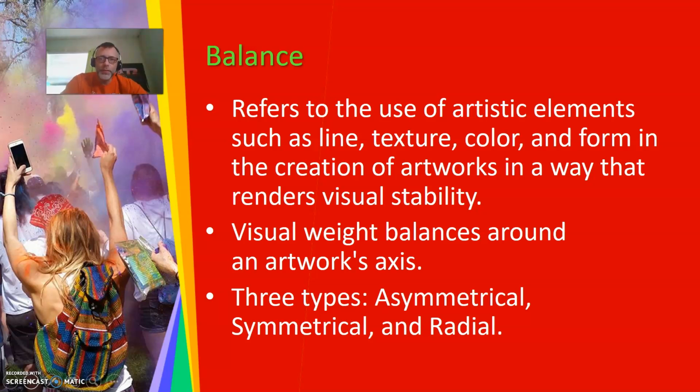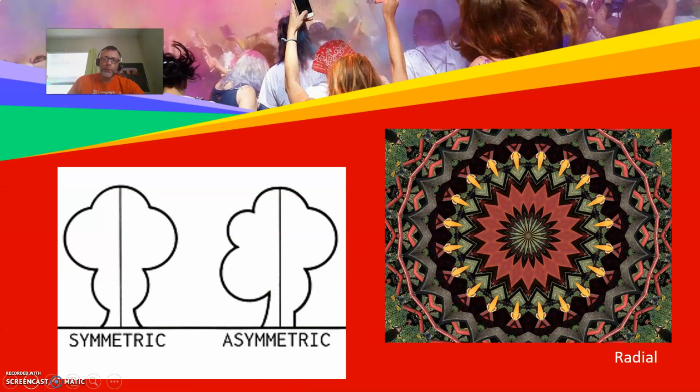Visual weight balances around an artwork's axis, right? So if we split the artwork right down the middle and we spin it around the axis, right? Or if we split the artwork straight down the middle line and we spin it around that axis, right? There are three types of balance: asymmetrical, symmetrical, and radial. And I'll go over these here now.